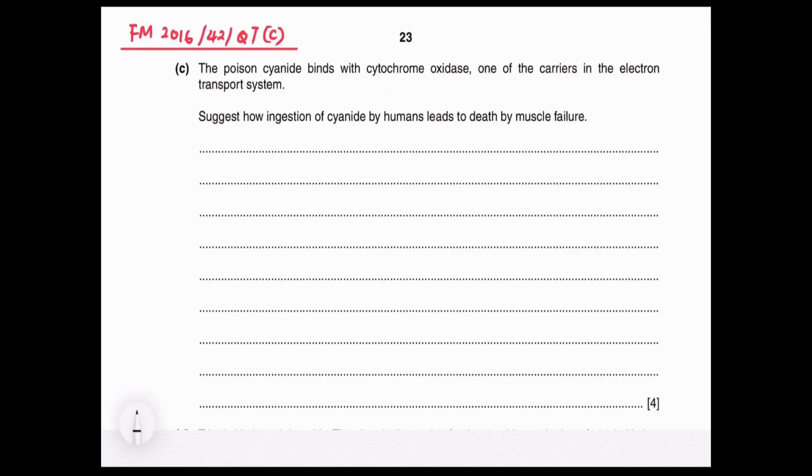This question is on topic 12, respiration, where it's testing your understanding of how cyanide can bind to cytochrome oxidase, which is one of the ETC, therefore resulting in failure of ATP production. So let's understand how oxidative phosphorylation works.